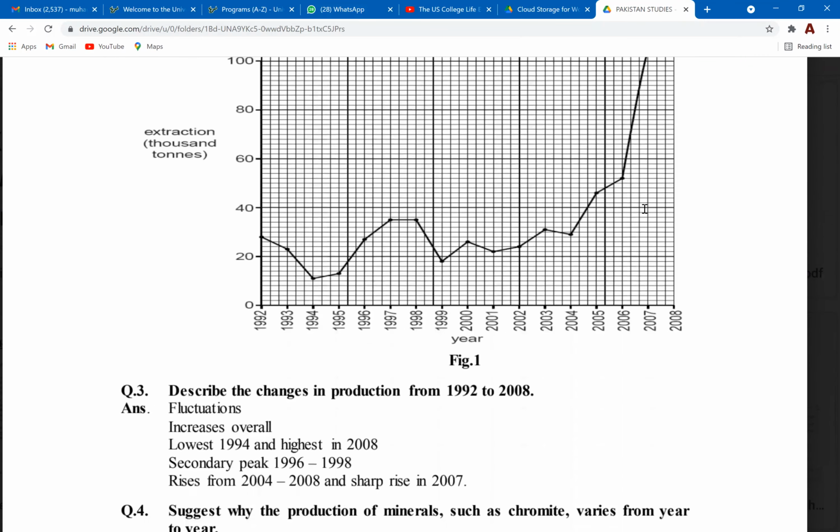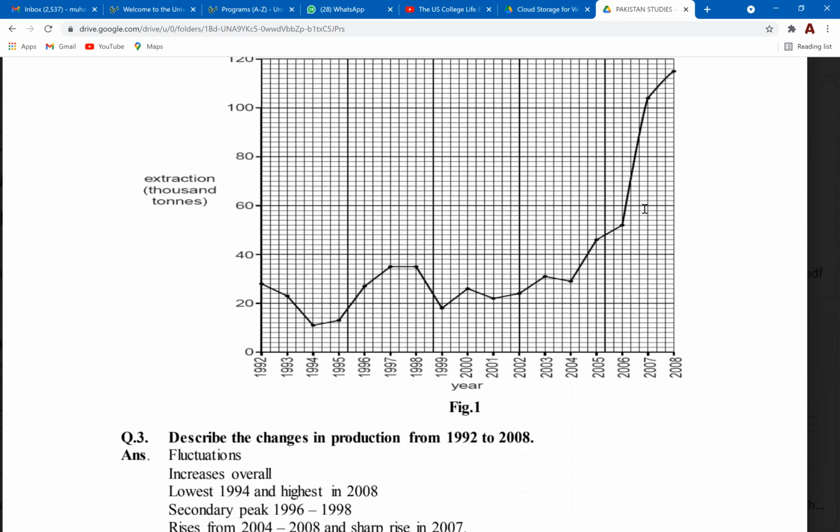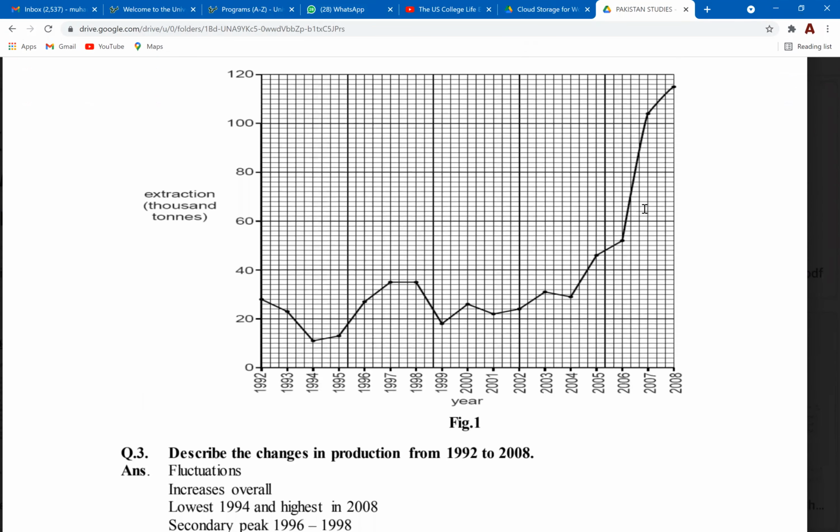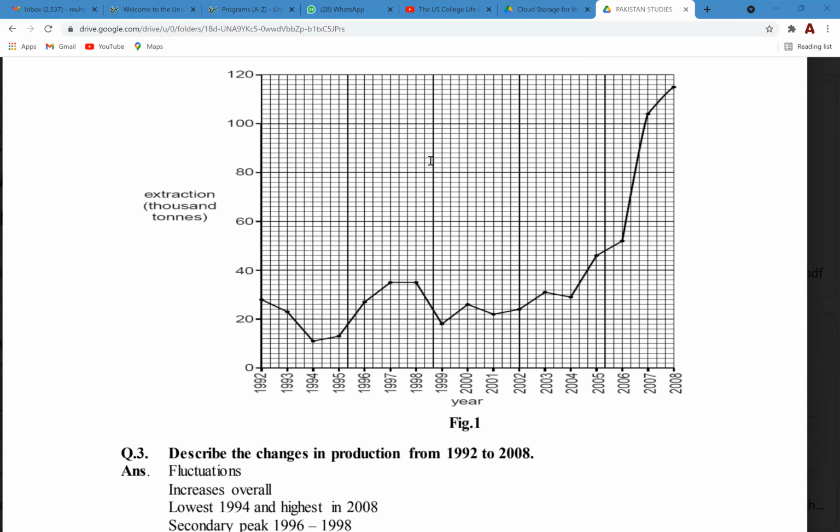Now we have a graphical interpretation question that describes the changes in production from 1990 to 2008. In such a question, you look at the x-axis, that is the number of years, and the y-axis is the extraction per 1,000 tons. If you are asked to describe the changes, you will talk about, first of all, the general trend, and then the fluctuations specifically. So if you focus on 1992 to 2008, what is the general trend, Shafak? What general trend do you see in this graph?